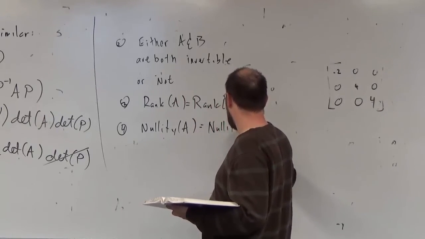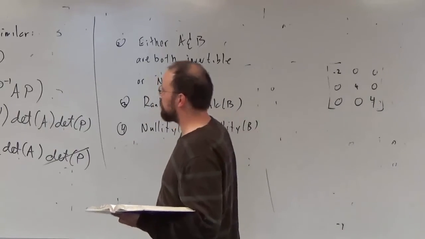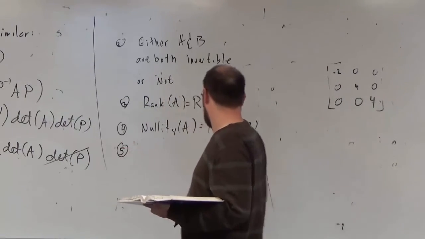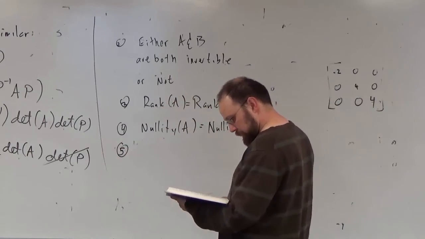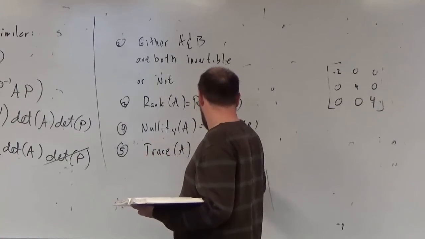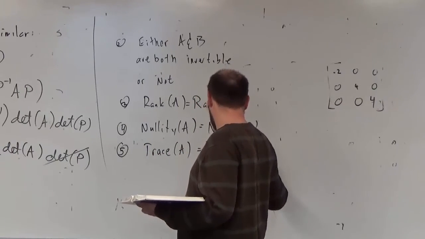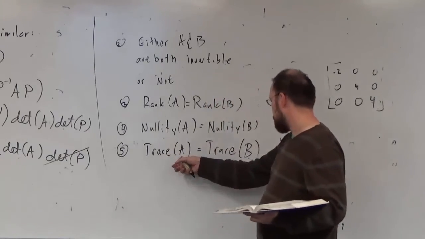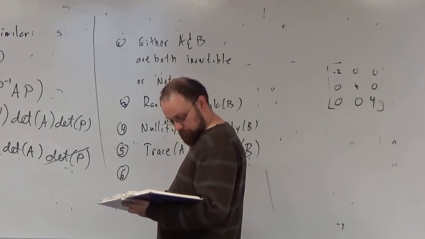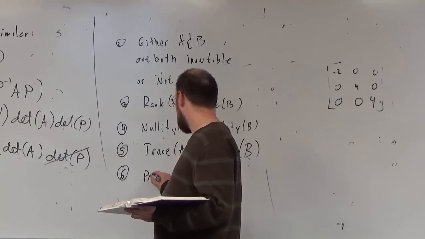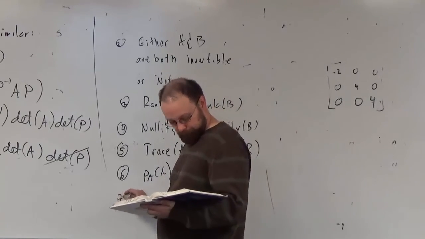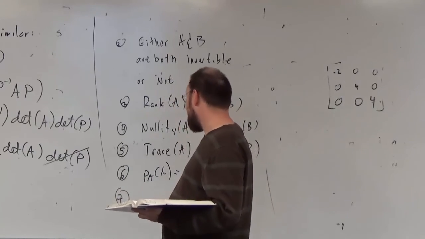Because again, really the way to think about this is that these matrices represent the same transformation relative to two different bases. So geometrically it's all the same type of stuff. The traces are the same. So if you add the diagonal entries of A and the diagonal entries of B, they should be the same. They have the same characteristic polynomial. They have the same eigenvalues.